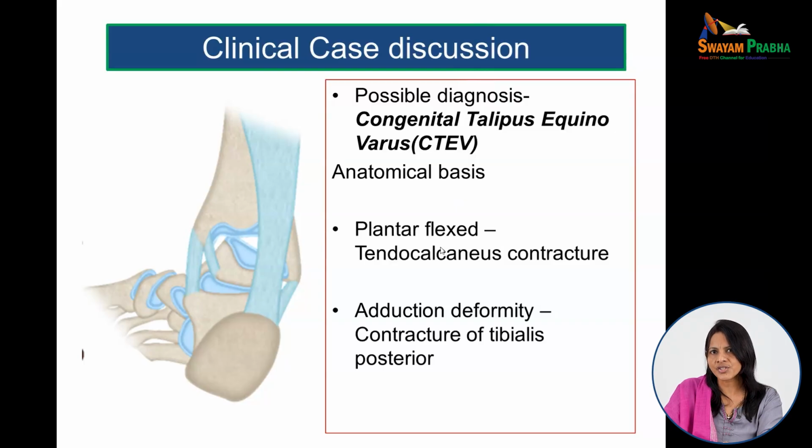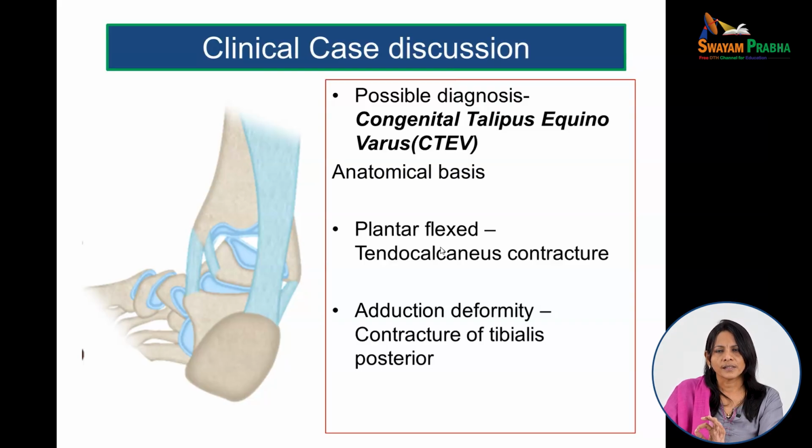The plantar flexion, what is the anatomical basis? It is mainly because of the contracture of the tendocalcaneus, with an alteration of the subtalar joint. The position between the talus and the calcaneum is altered. The varus deformity, the inversion and the adduction, is again due to the contracture of the tibialis posterior.